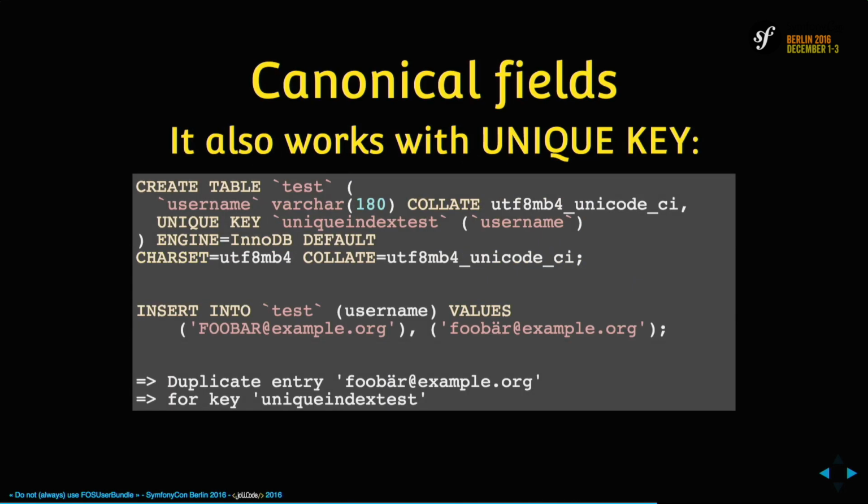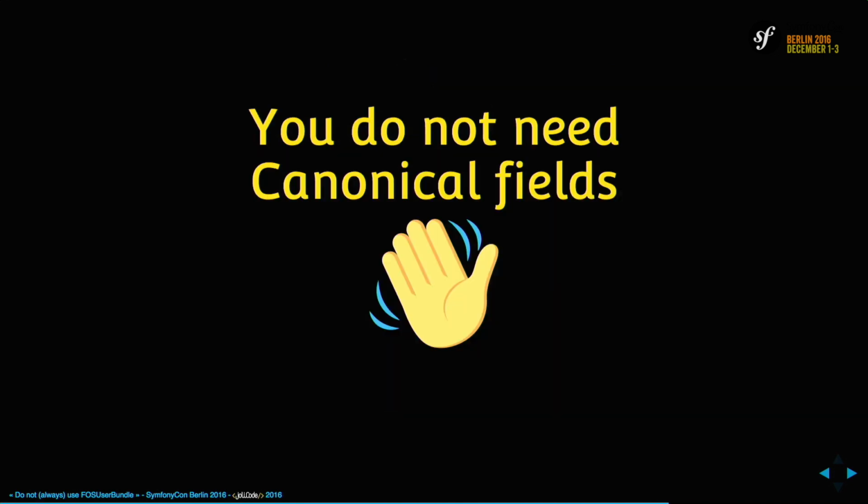It also works for a unique index using InnoDB. So the unique index you add on the email and username fields, if you want one, can benefit from the collation comparison. So you will never be able to insert two emails with different cases and even different diacritics, like one with an accentuated letter and one without it. So you don't need canonical fields on your own user entity.